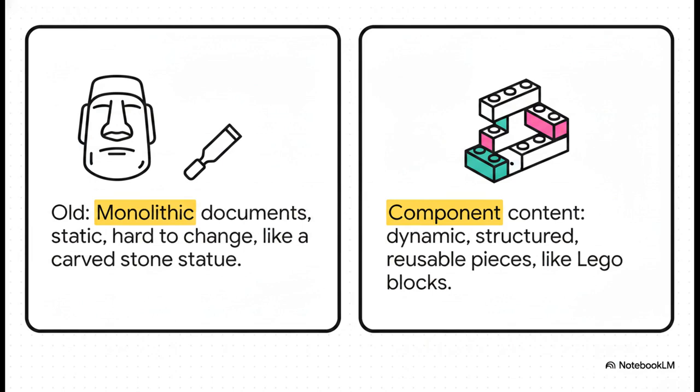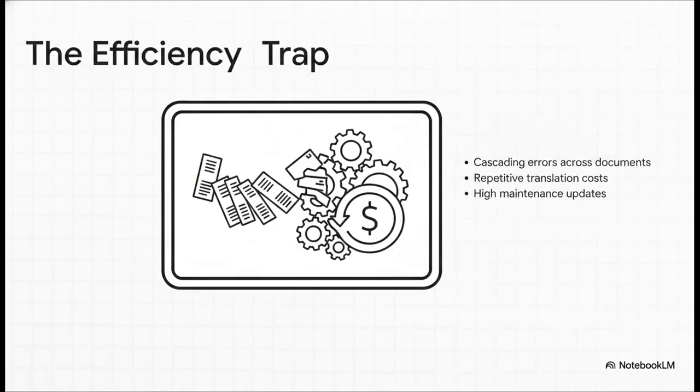But ISO 26531 argues for a total shift to component content. Forget the stone statue. Think Lego blocks. Dynamic, structured, highly reusable pieces of information that you can just snap together in basically infinite ways. Because honestly, staying in that monolithic trap, it's just a recipe for expensive inefficiencies.